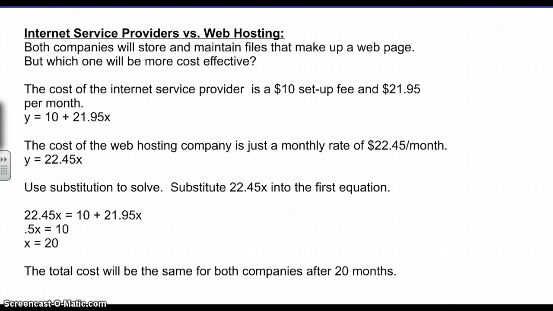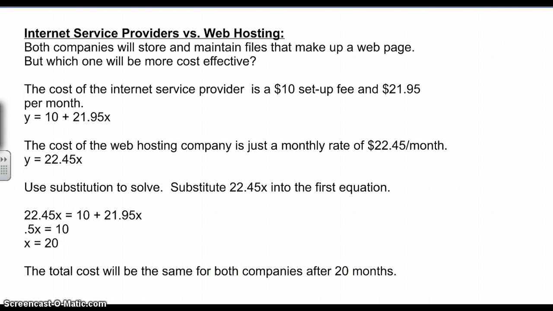So we get 22.45x equals 10 plus 21.95x. Here, 0.5x equals 10, or x equals 20. That means that the total cost would be the same for both companies after 20 months.